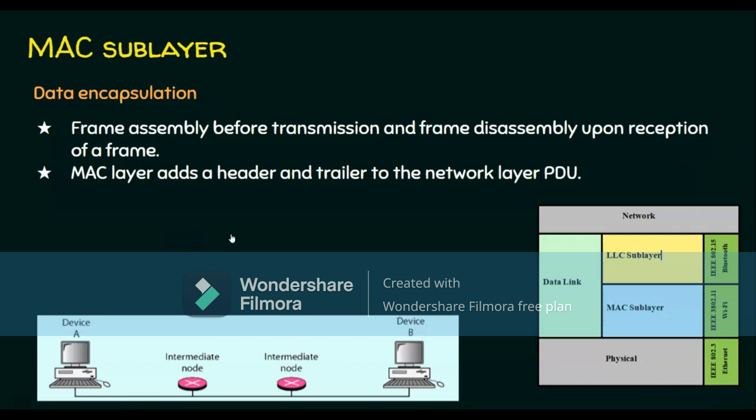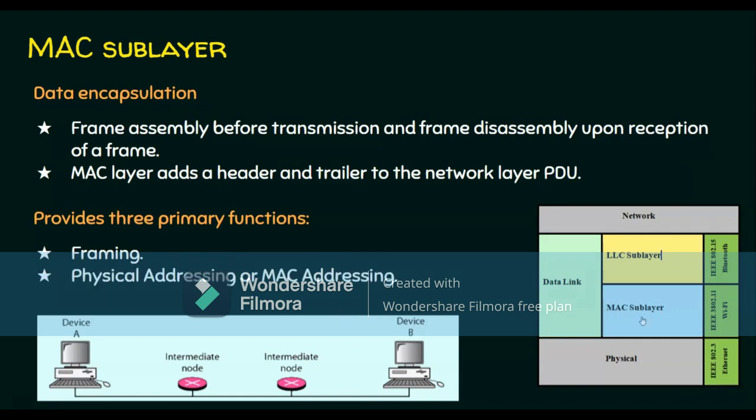There are three primary functions of a MAC sublayer. We will see what they are. The first primary function of a MAC sublayer is framing. The second function of the MAC sublayer is physical addressing or MAC addressing. And finally, error control is also dealt with by this MAC sublayer. We have seen there are 5 services of a data link layer. The flow control is done by the LLC sublayer, and the remaining 4 services, such as framing, physical addressing or MAC addressing, error control and media access control, are done by this layer.